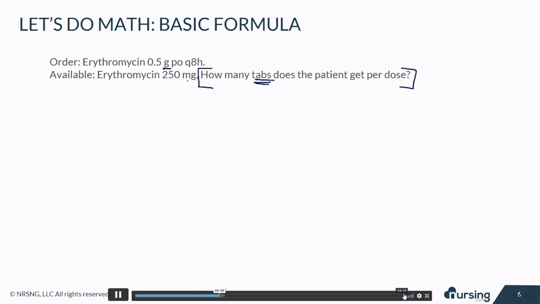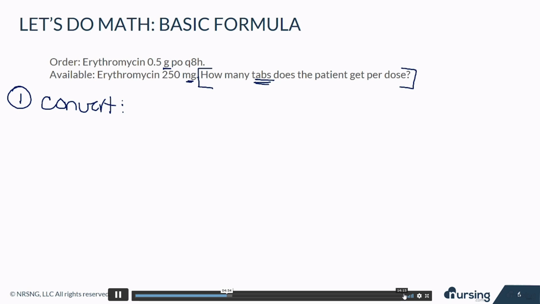We have grams and milligrams. Clearly, those don't match. The medication is ordered in grams. We have milligrams on hand. So the first thing that you want to do is convert. One thing that you need to remember about converting, especially when it comes to the unit of measurement, is that you want to convert to what you have.